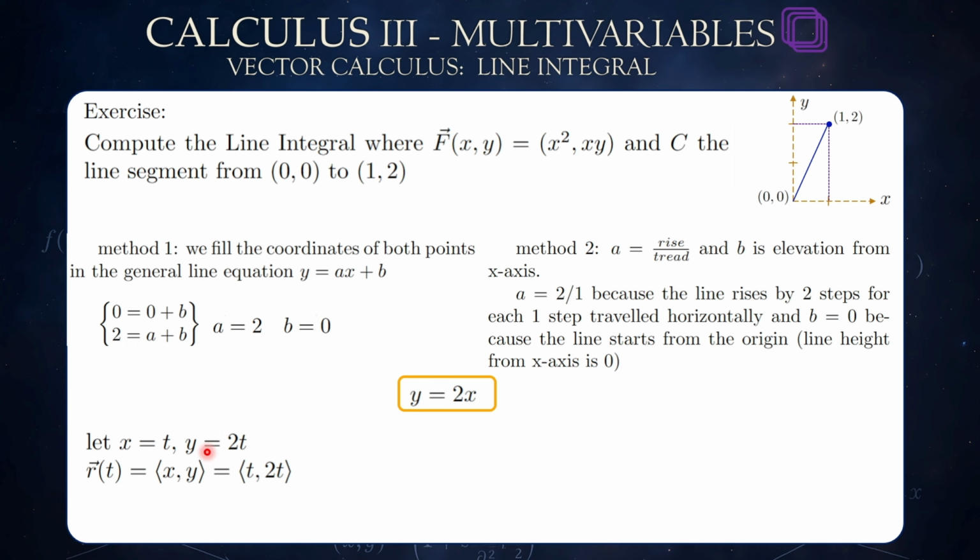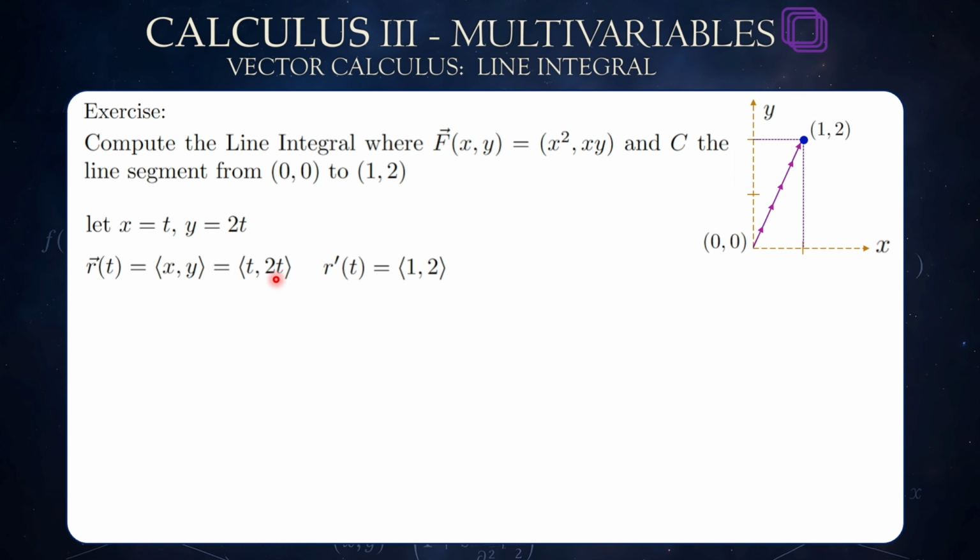R of t is equal to xy, x is t, and y is t. This is the vector r(t). R of t is equal to t, which are the coordinates or the parameters for x and y. R prime of t, the first derivative, is equal to 1, 2. So in order to find the line integral of the function f(x,y), we're going to integrate f with respect to r(t) throughout this line. So f(x,y) is equal to x squared, xy, which is t squared, 2t squared.